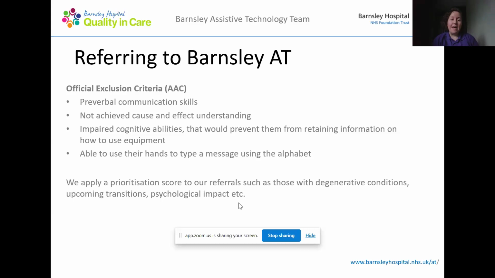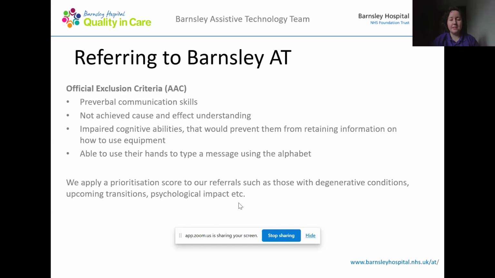They've got impaired cognitive abilities that would prevent them from retaining information on how to use equipment. Sometimes people do have cognitive abilities and they can use AAC, but if it's affecting their ability to learn, for example, if they have memory difficulties, they would find it hard to learn to use something. And then, as I said, using their hands to type a message on an alphabet.